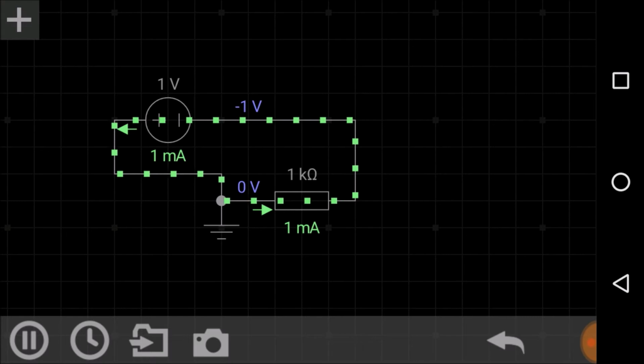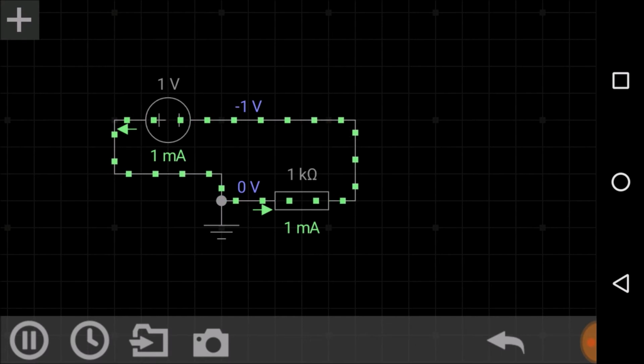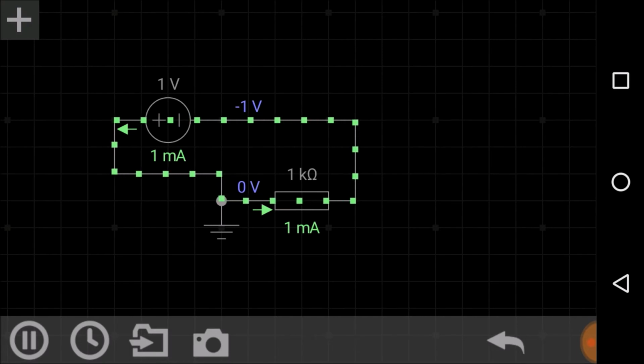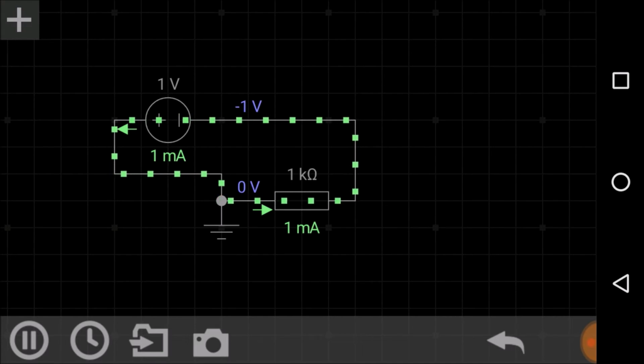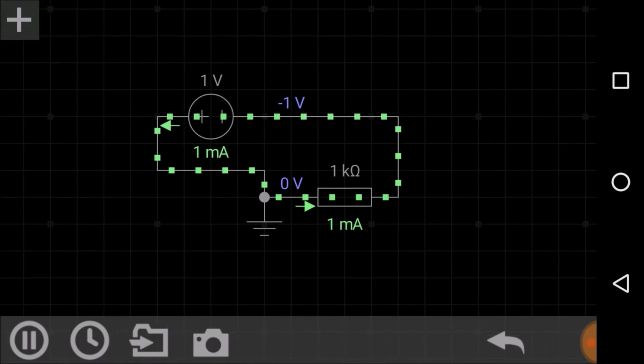You can see current is flowing through the circuit. Just notice the amount of current and also the direction of current. Okay, you can see the direction of current is as per the polarity of the voltage source. Now what I'm going to do, I will just change the value of the resistance and the value of voltage.